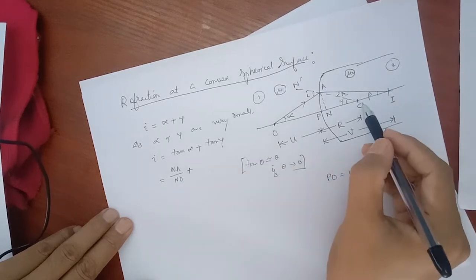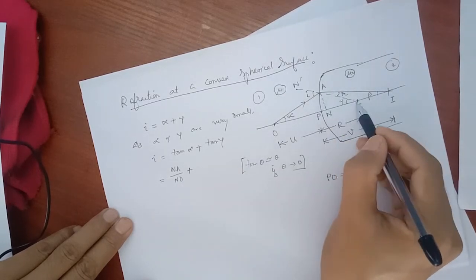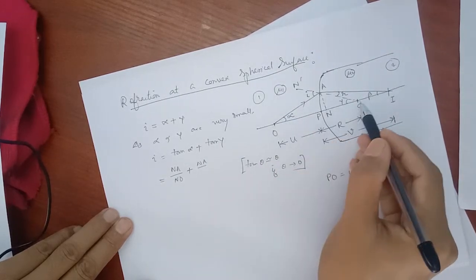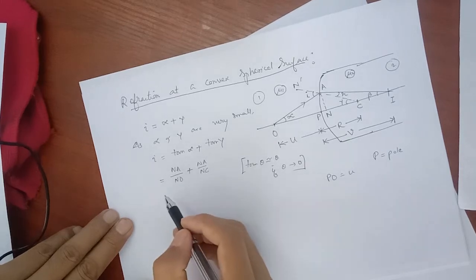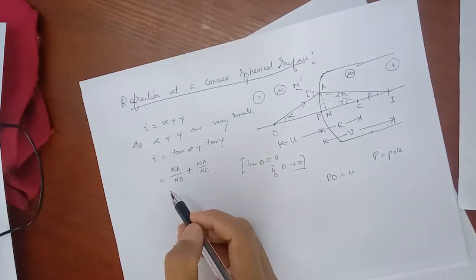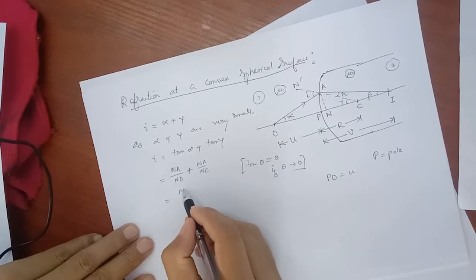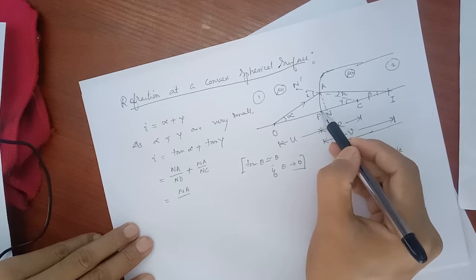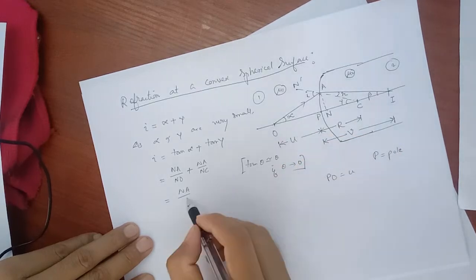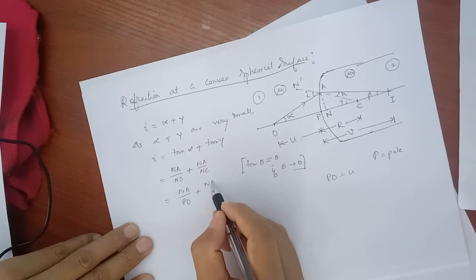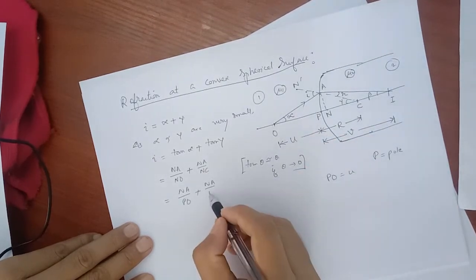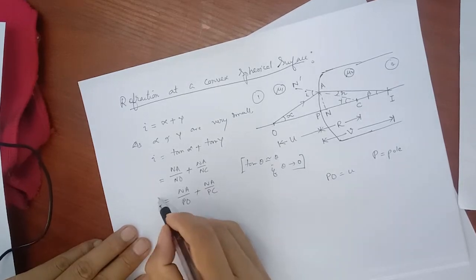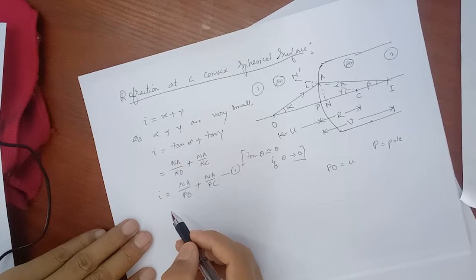Plus, what about tan gamma? You can see gamma in this triangle ANC. Again, perpendicular is NA, and the base should be NC. Look at the figure again. N and P are very, very close, so you can take them as together. So instead of NO, you can say PO, and instead of NC, you can say PC. So i equals NA divided by PO plus NA divided by PC. Let us call this equation number 1.